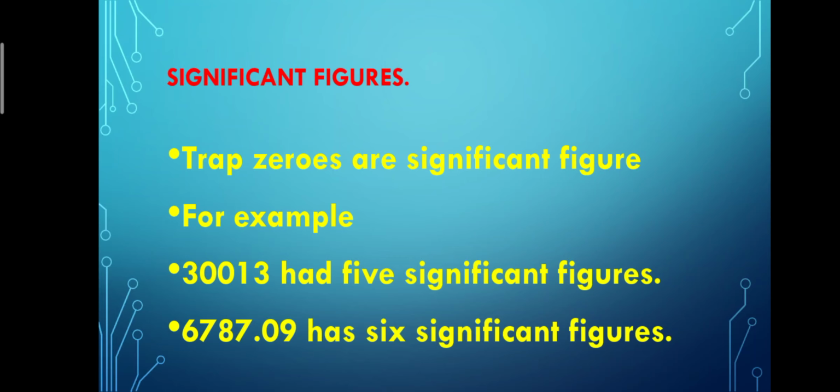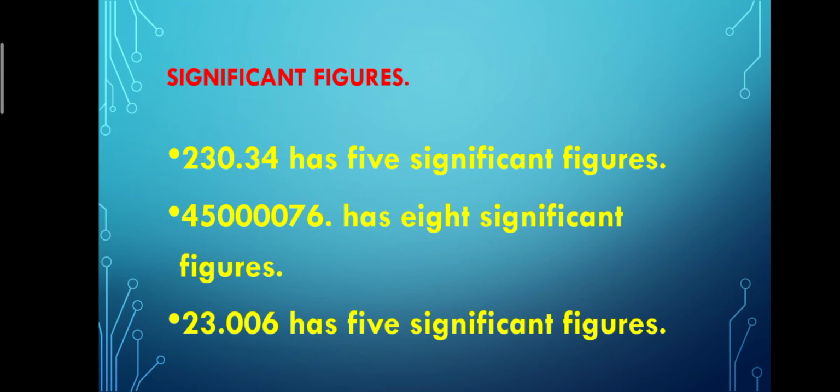Rule 2. Trapped zeros are significant figures. For example, 30013 has 5 significant figures. 6787.09 has 6 significant figures because 0 is trapped between two non-zero digits. Similarly, 230.34 has 5 significant figures because this 0 is trapped between two non-zero digits.